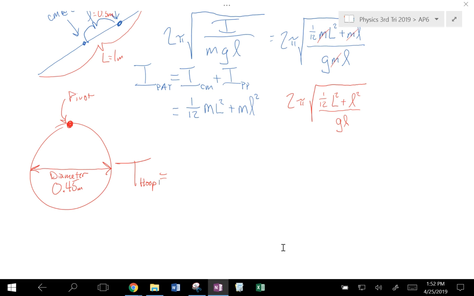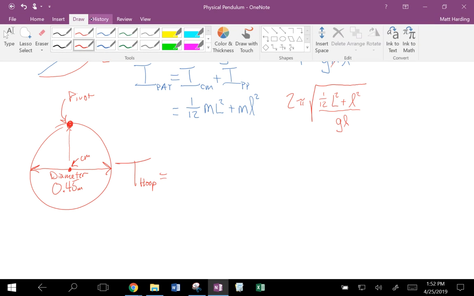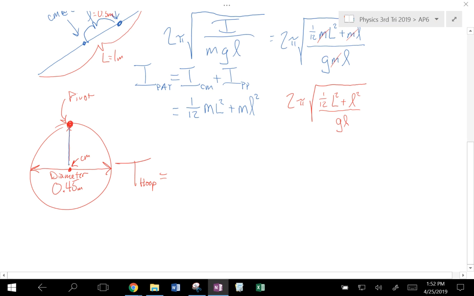So, how do we parallelize the center of that business? Yeah. So, it's a hoop, so that's MR squared. Yeah, MR squared. It's a hoop. So, the center of mass is right there. And so, let me get a blue pen. This would be L. It would be 0.225 meters. And that would also equal the radius.